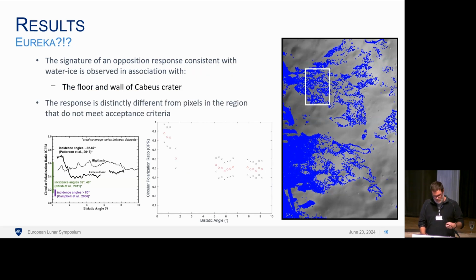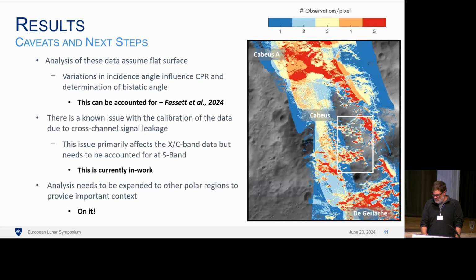But trying to pull that together: a consistent and strong opposition response for materials on the floor of Cabeus crater, and an opposition response on the wall of Cabeus crater. It's distinctly different from pixels in the same region that do not meet our acceptance criteria, which is suggestive, as the acceptance criteria is established to try to look for an opposition response. However, we have both some caveats and some things we still need to do, okay?